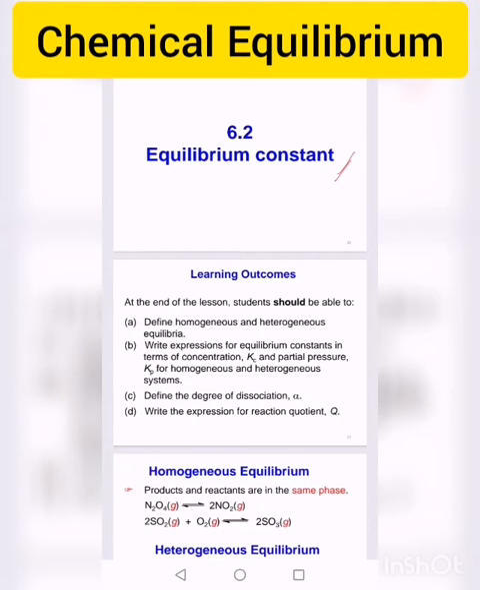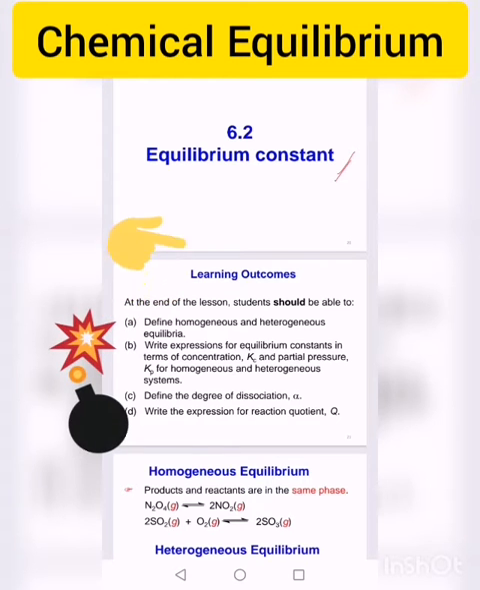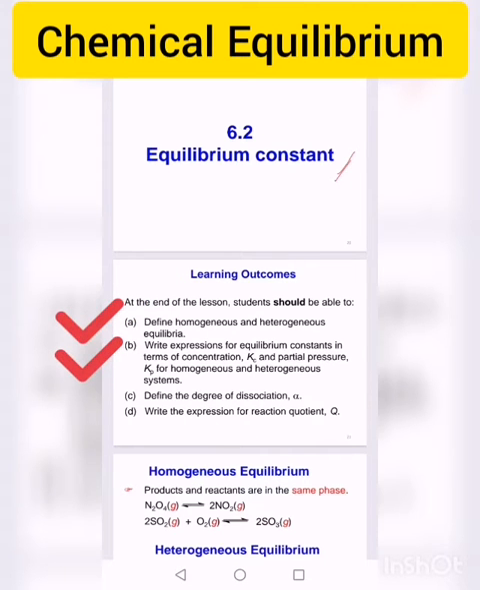Take a look at Chapter 2, equilibrium constant. For the learning outcomes, at the end of the lesson, students should be able to define homogeneous and heterogeneous equilibria, write the expression for equilibrium constant in terms of concentration Kc and partial pressure Kp for both homogeneous and heterogeneous systems, define the degree of dissociation, and write the expression for reaction quotient, symbol Q. So right now we take a look at homogeneous and heterogeneous equilibria first for our discussion.